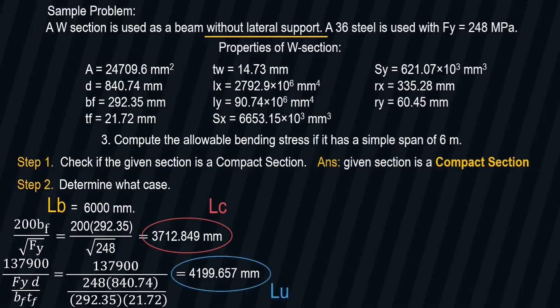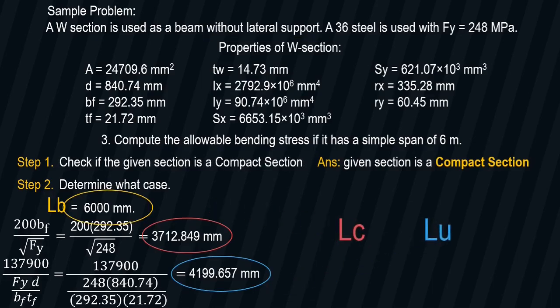Since this has the lower value, this would be our value for LC. And this one right here is the value for LU. This one is the value for LB. Next, we will compare LC and LU to the value of LB. Obviously, LB exceeds both LC and LU. Therefore, we are in case number 3.